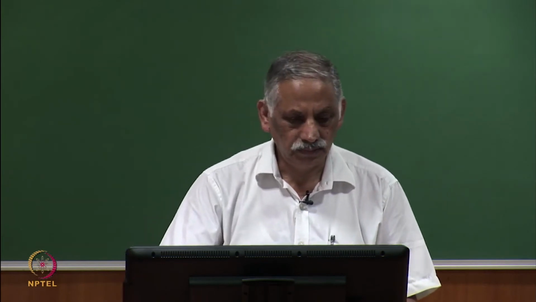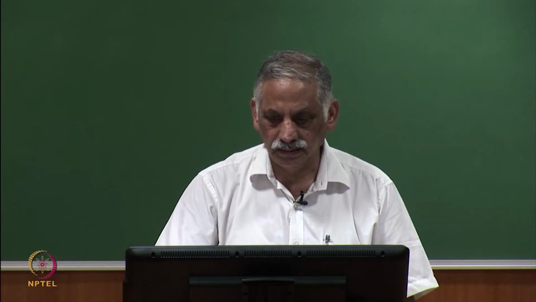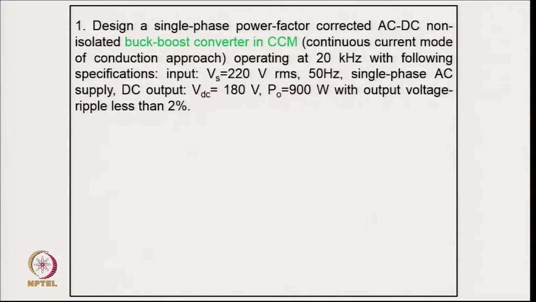Starting with the first problem: design a single phase power factor corrected AC DC non isolated buck boost converter in continuous conduction mode operating at 20 kilohertz with the following specification: input voltage of 220 V RMS, frequency of 50 hertz, single phase AC supply, the DC output of 180 volt and power output 900 watt, with the output voltage ripple less than 2%.